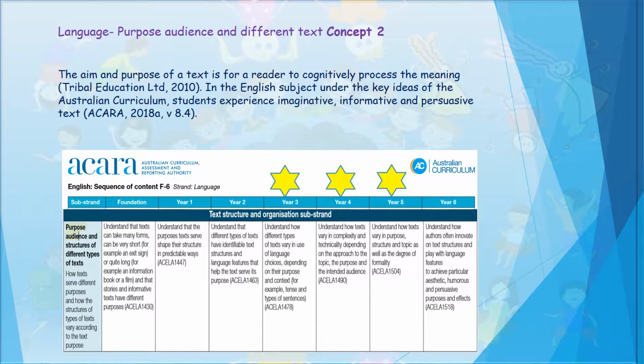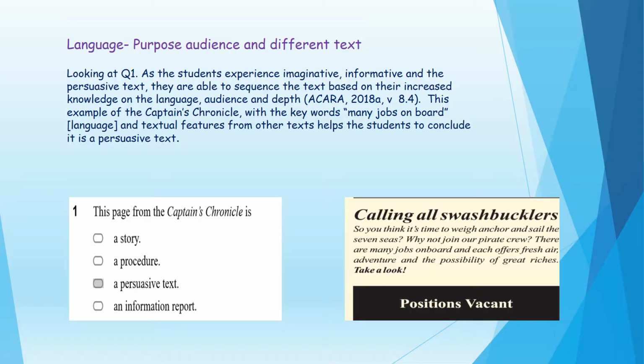The aim and purpose of a text is for a reader to cognitively process the meaning in the English subject under the key ideas of the Australian curriculum. Students experience imaginative, informative, and persuasive text. Looking at question 1, as the students experience imaginative, informative, and persuasive text, they are able to sequence the text based on their increased knowledge of language, audience, and depth. This example of the Captain's Chronicle with the keywords "many jobs on board" is language and textual features from other texts, which helps the students to conclude it is a persuasive text.